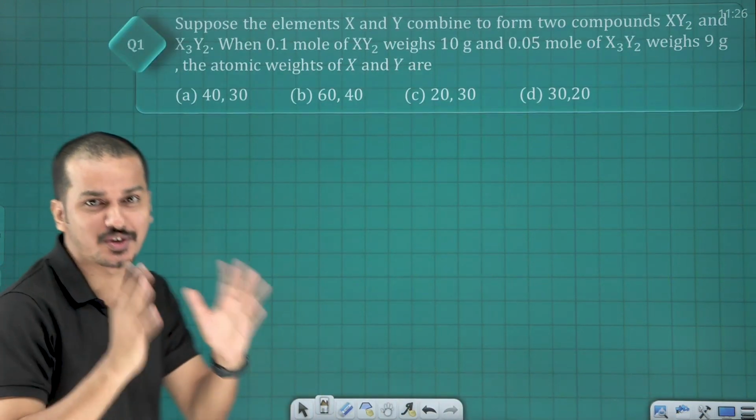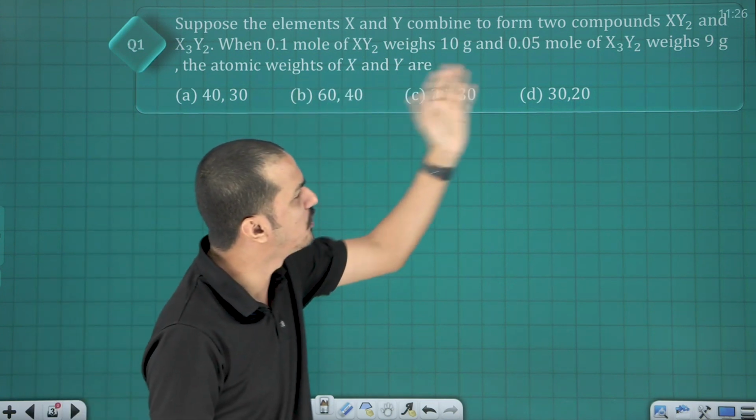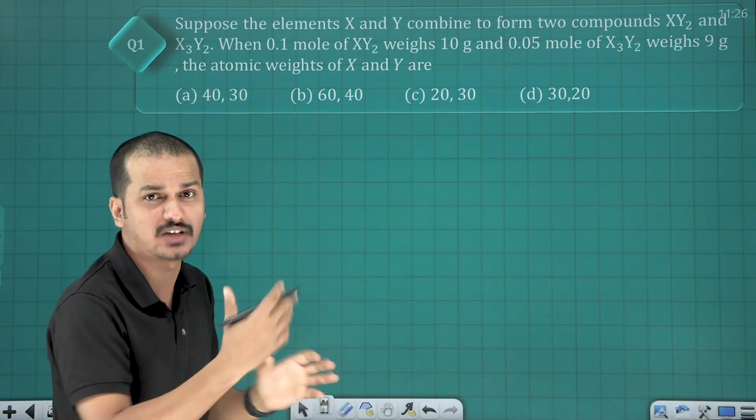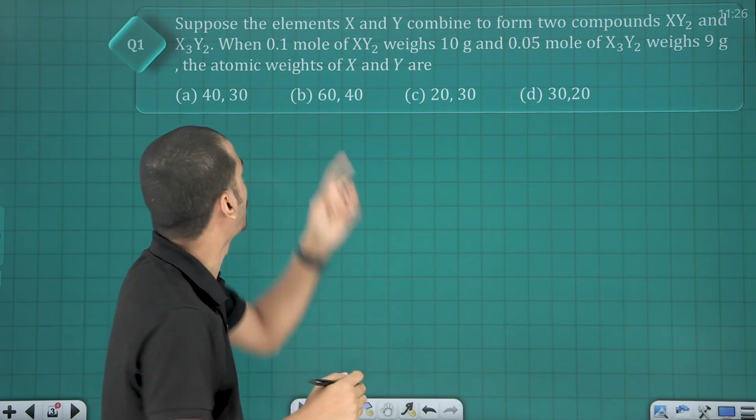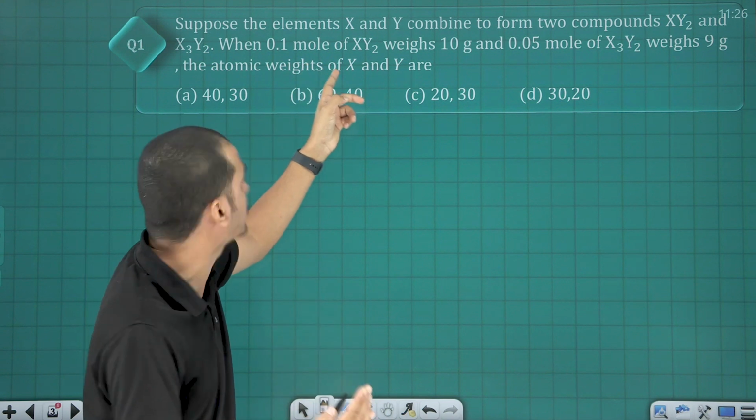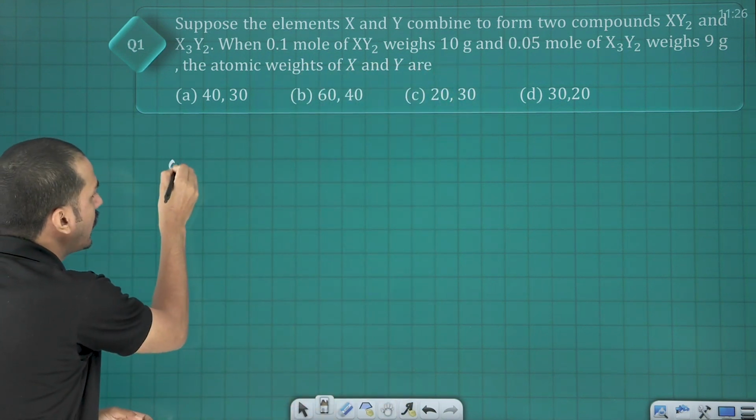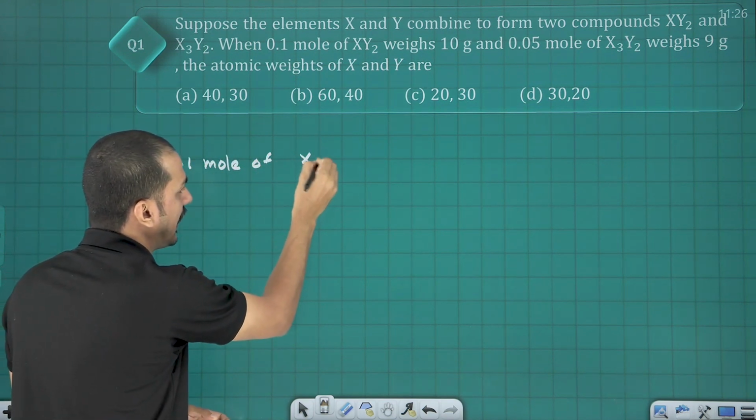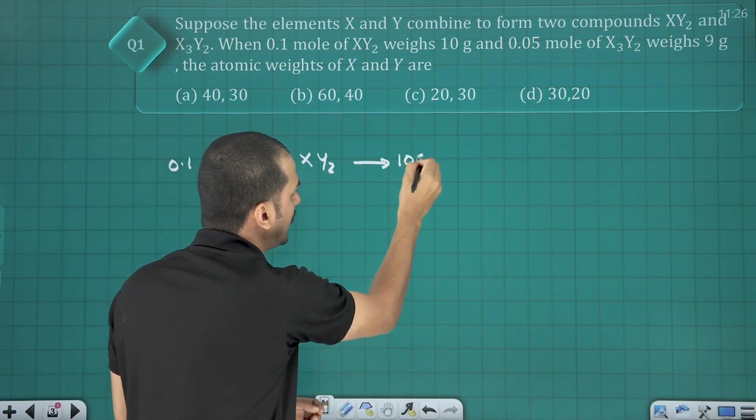See, this is the first question. What's the first question? Suppose the elements X and Y combine to form two compounds XY2 and X3Y2. They are telling two compounds are forming between X and Y. That is actually the law of multiple proportion. You know that. Then they are giving one detail like that. When 0.1 mole of XY2 weighs 10 gram. So that's a very important detail they are giving. 0.1 mole of XY2, its weight is how much? 10 gram.